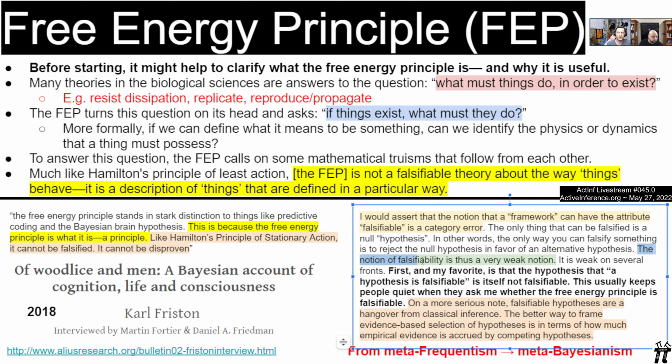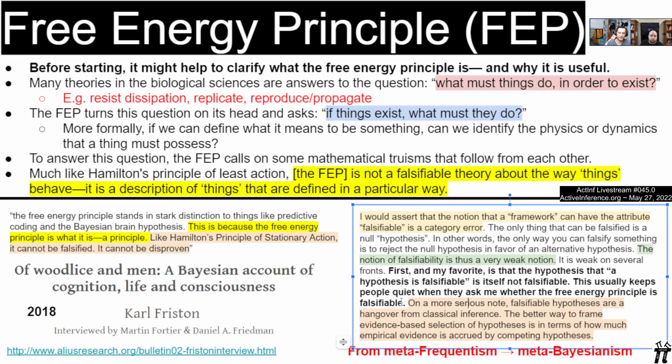The notion of falsifiability is thus a very weak notion because it's actually rejecting a null hypothesis in favor of an alternate hypothesis. That has some limitations, including the transcendental argument on falsification, which is just that belief is rarely scrutinized using a falsificationist framework, and then dropping from the transcendental argument into a more history of statistics and science.